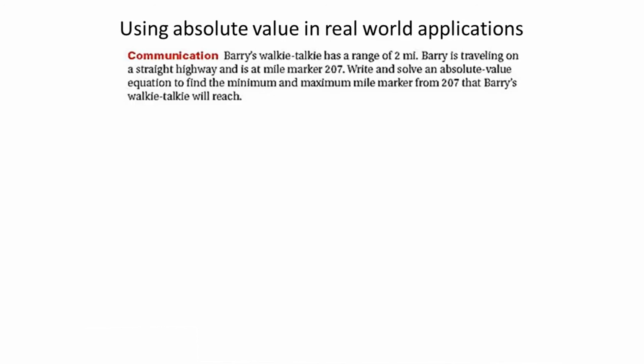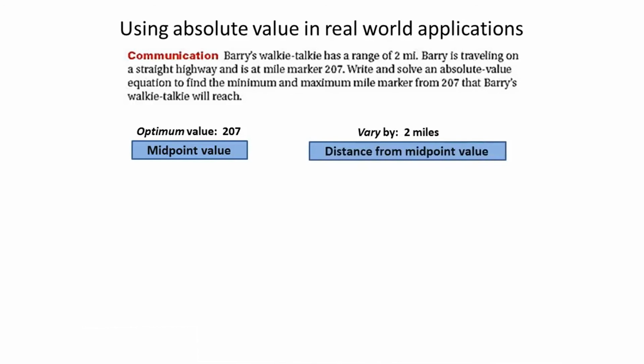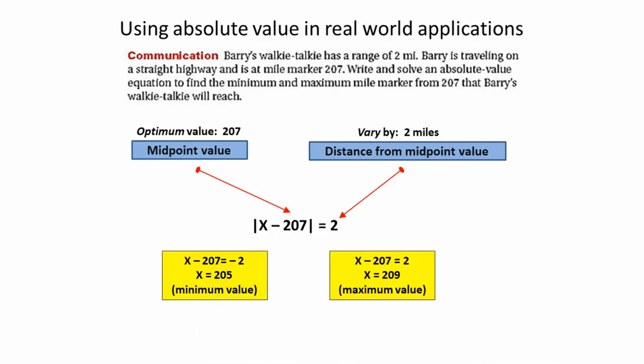Same as the question before, we know that the optimum value is 207, which is also the midpoint value, varying by 2 miles, which is the distance from the midpoint value. From the information given, we can create an equation: absolute value of x minus 207 equals 2. Then, separate the equation into 2. After solving both equations, we know that the minimum mile marker that Barry's walkie-talkie will reach is 205 and the maximum is 209.